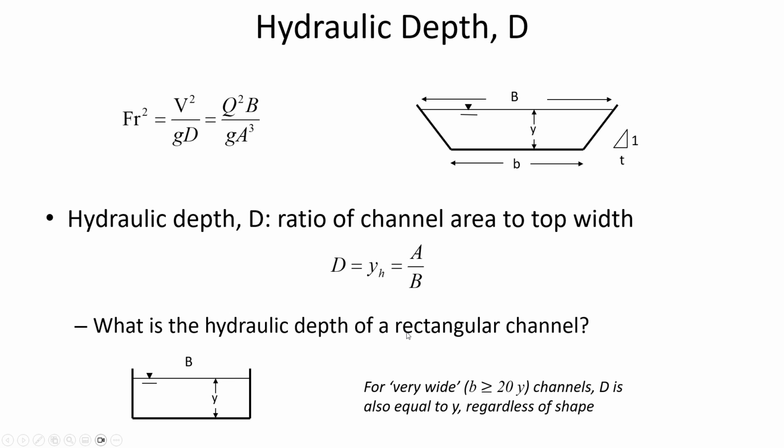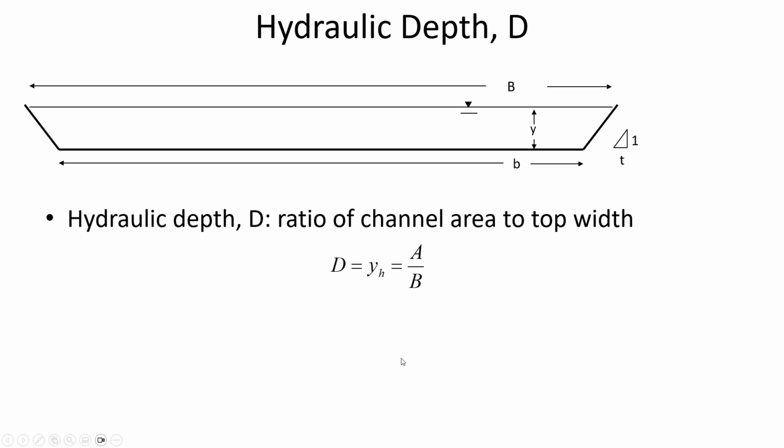But this is kind of an interesting thing, is that if you have a really wide channel, then the hydraulic depth is equal to the physical depth, regardless of what the shape of the cross-section looks like. And that's because the side area is negligible if you've got a very wide channel. And what we mean by very wide is that its width is more than 20 times greater than its depth. That's kind of a technical definition of very wide. So let me show you an illustration of what this means about how the hydraulic depth is just equal to the physical depth for a very wide channel. So this is just showing a channel that is very wide.